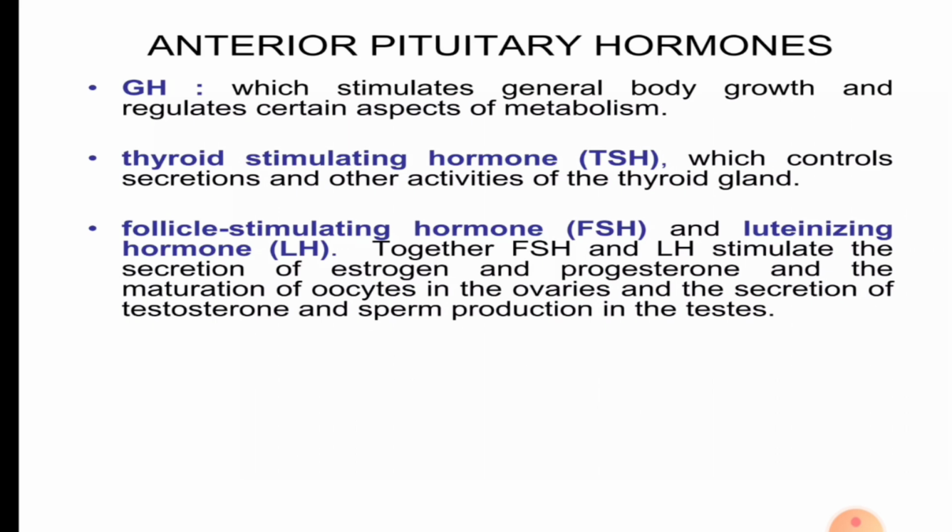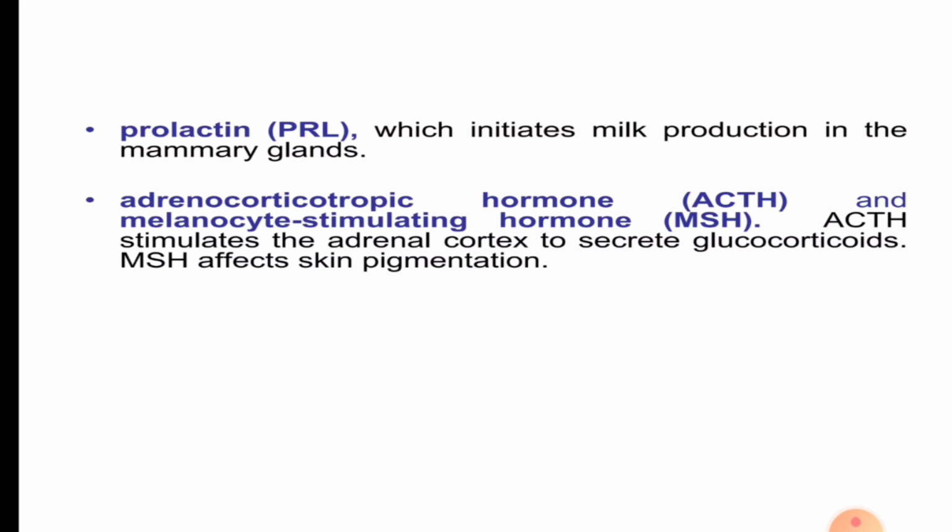Together, FSH and LH stimulate the secretion of estrogen and progesterone and the maturation of the oocytes in the ovary, and the secretion of testosterone and sperm production in the testes. Prolactin, which initiates milk production in the mammary glands, adrenocorticotropic hormone ACTH, and the melanocyte stimulating hormone MSH. ACTH stimulates the adrenal cortex to secrete glucocorticoids. MSH affects the skin pigmentation.